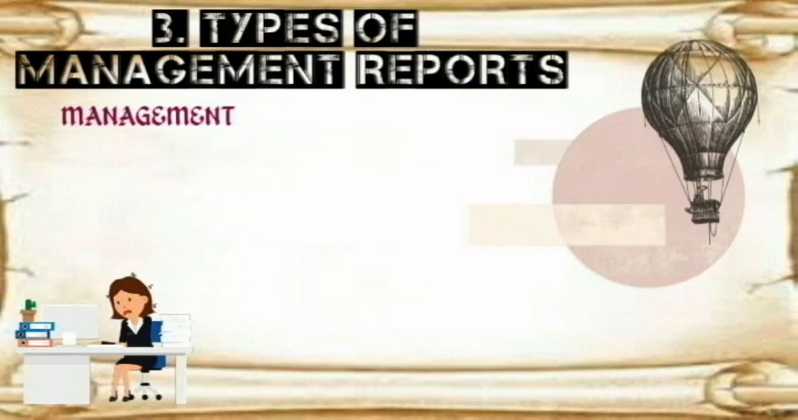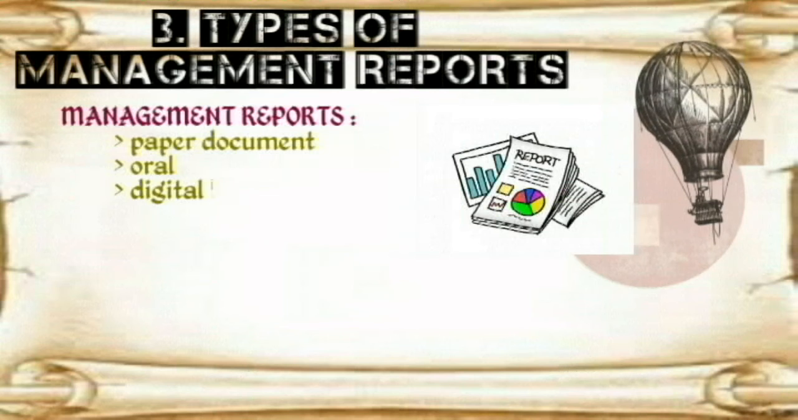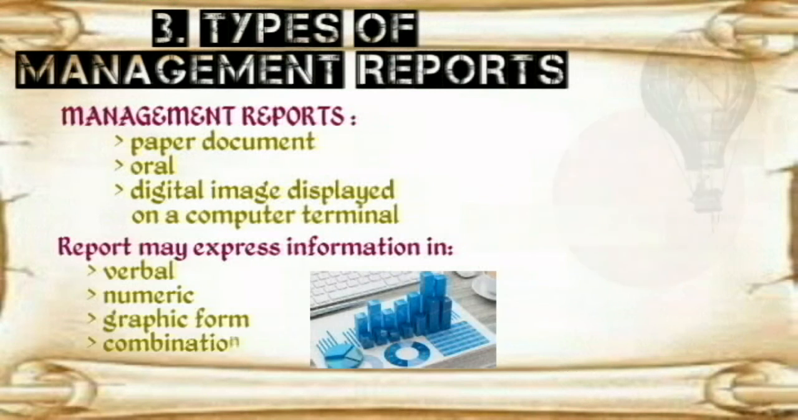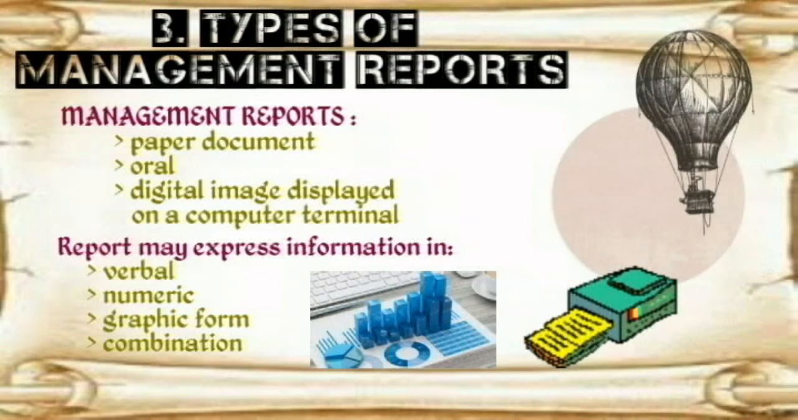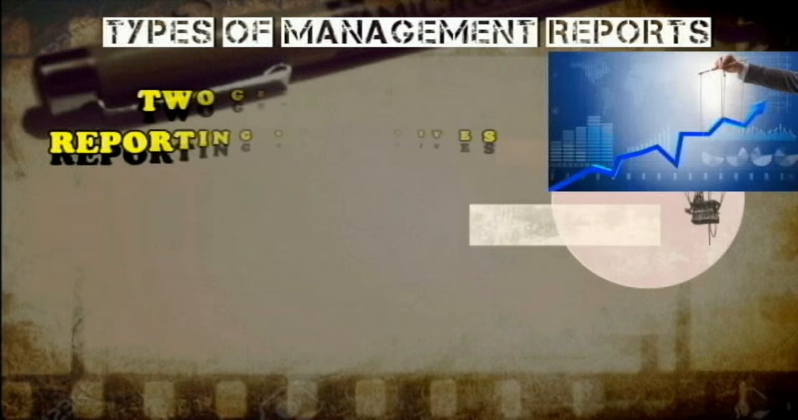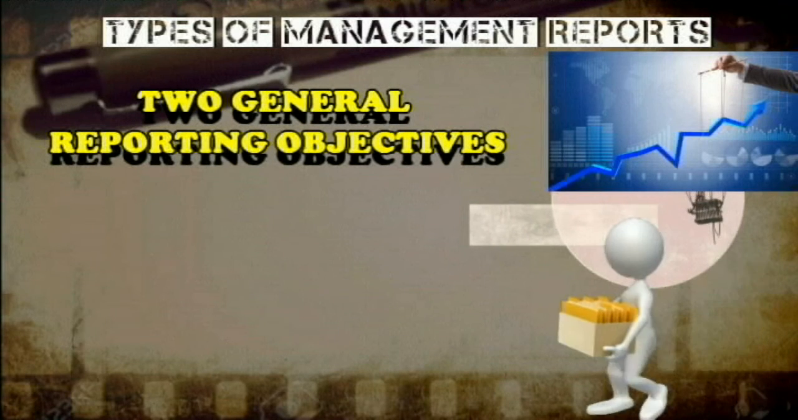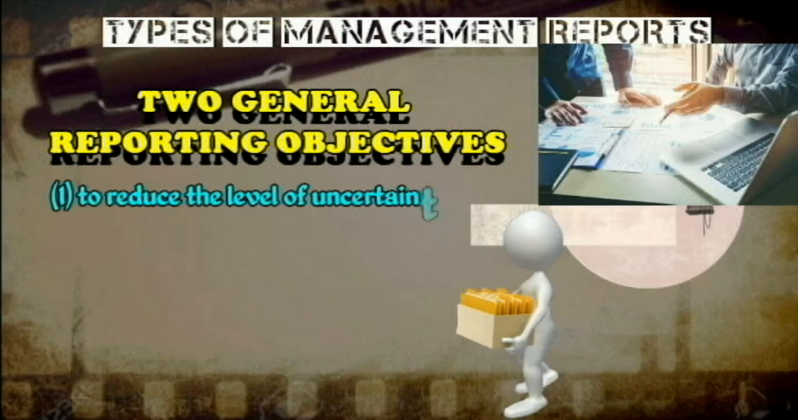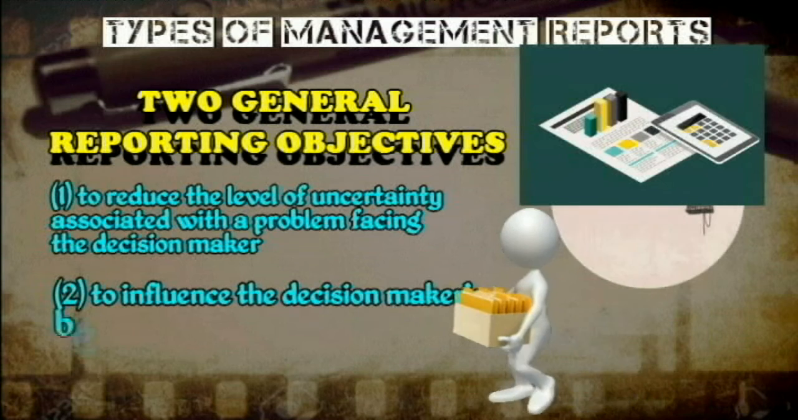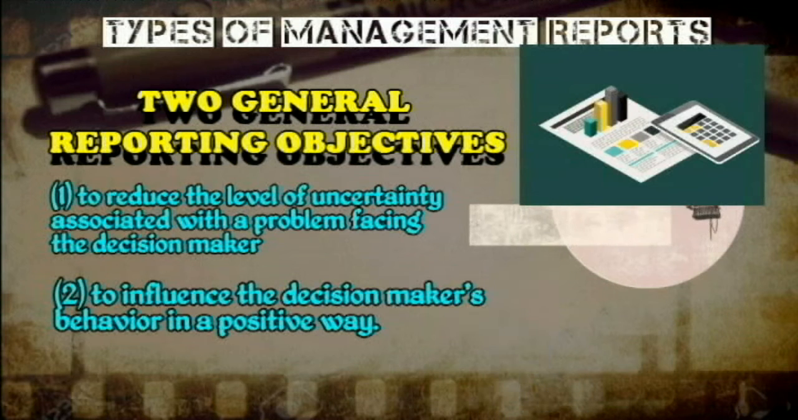3. Types of management reports. A management report may be a paper document, oral, digital, or image displayed on a computer terminal. The report may express information in verbal, numeric, or graphical form, or any combination of these. Reports must have information content. Their value is the effect they have on users. This is expressed in two general reporting objectives: 1. To reduce the level of uncertainty associated with a problem facing the decision maker, and 2. To influence the decision maker's behavior in a positive way.